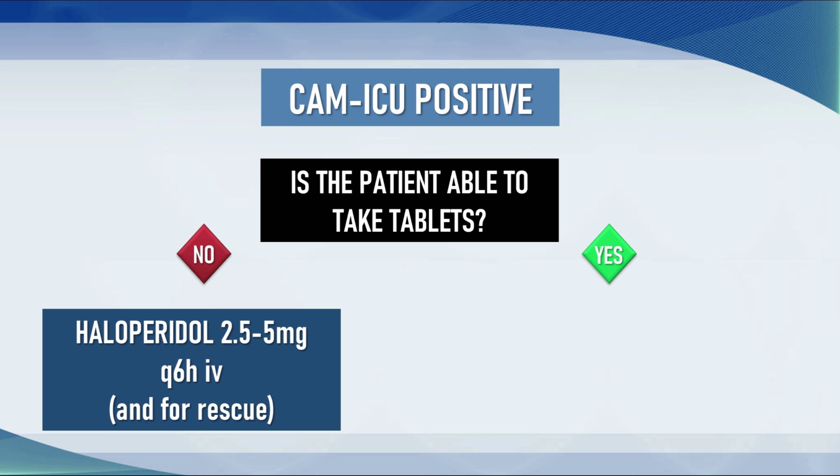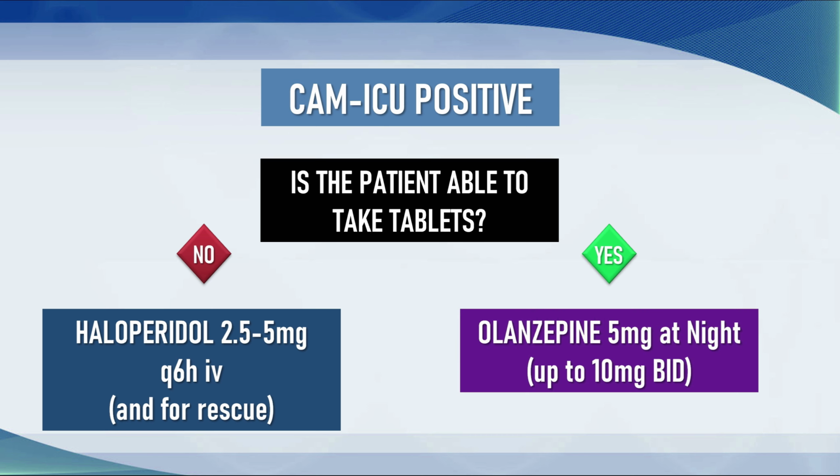If the patient is able to take tablets, then olanzapine is given 5 milligrams at night and then increased to 10 milligrams BID. Keep in mind that these agents all increase the QT interval and may increase the risk of patients having arrhythmias. You may also start the patient on a dexmedetomidine infusion. This is started at a low dose and can be increased progressively.